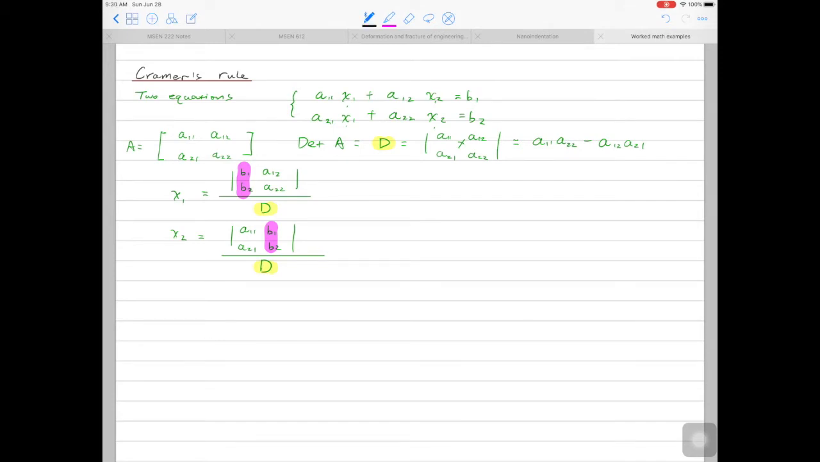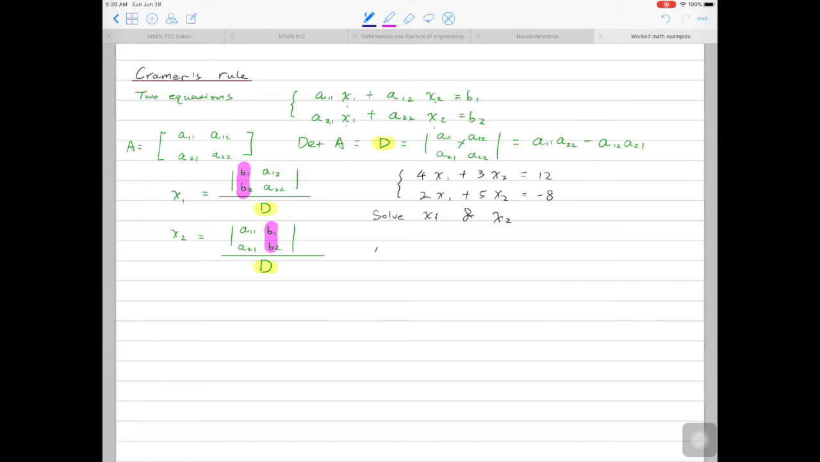Let's look at one example with numbers. So we have these two equations. 4x1 plus 3x2 is equal to 12. Then 2x1 plus 5x2 is equal to minus 8. And it asks you to solve for x1 and x2.